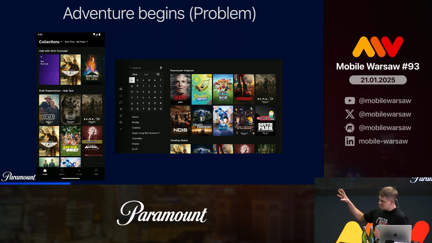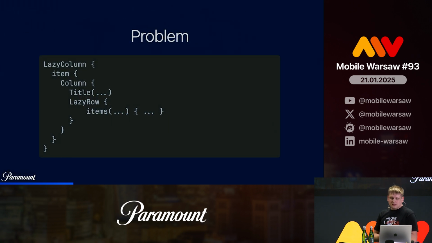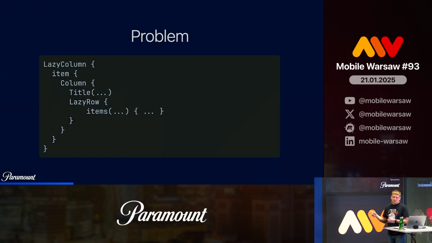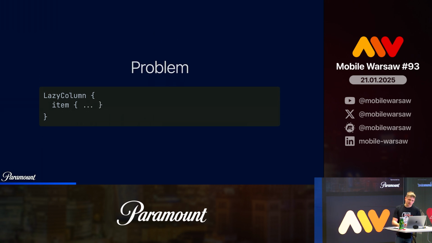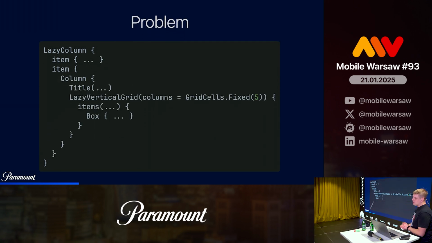So this mobile part. The lazy column. The first item of it would be the column with a title, lazy row with some items. If we launch the application like that, everything is working fine. Awesome, we did it. But now let's go further. Let's collapse this section and let's try to write something for the vertical grid.